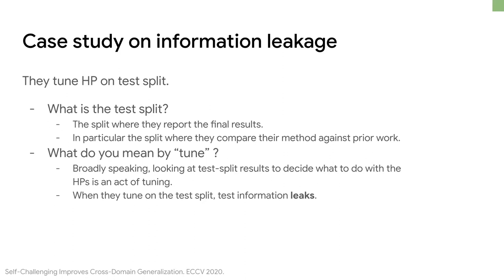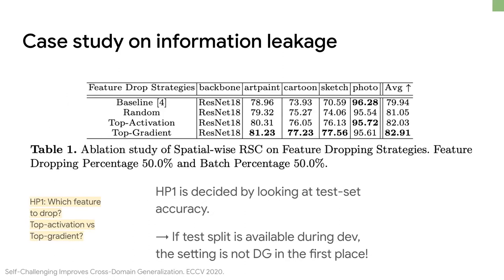And what do I mean by tune? Tune does not always mean doing gradient descent, but from a broad perspective, looking at the test split results to decide design choices is an action of tuning. When they tune on the test split, then we say the test information leaks. So these are examples. It's evident when you look at the tables, actually.